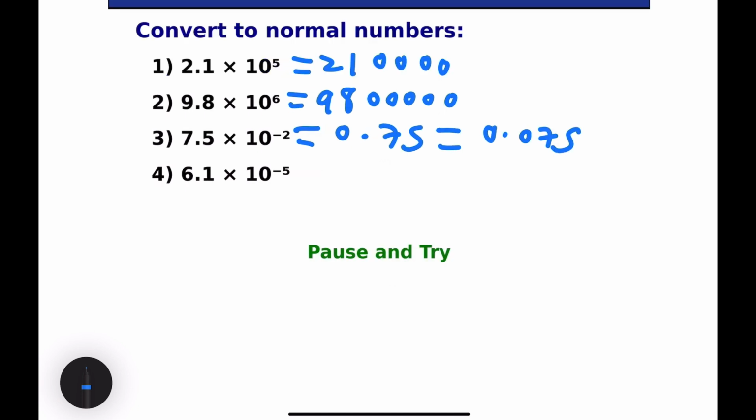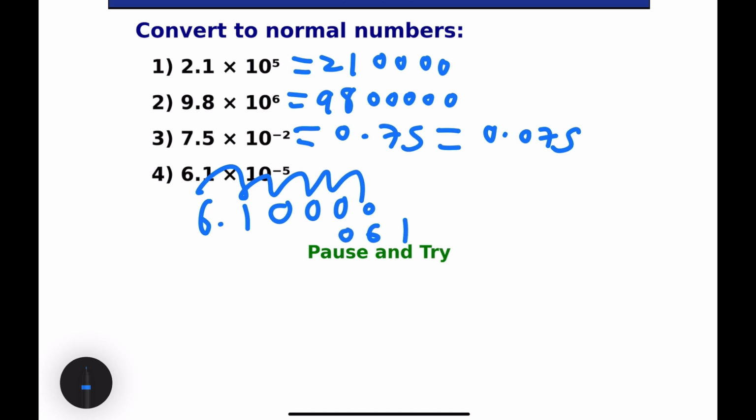Okay, last question. So we could either divide by 10 5 times, or we could write it as 6.1000 and move the 6 5 times. So 1, 2, 3, 4, 5. So the 6 is going to go here, the 1 is going to go after it, and then we have 0, 0, 0, 0, and 0.